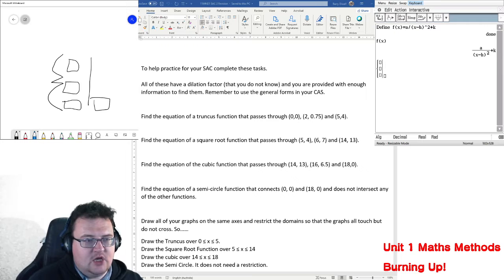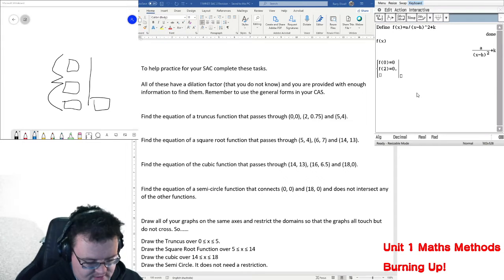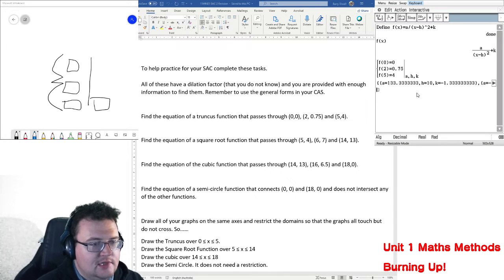And what I'm going to do is put in, using function notation, the values that I already know. So I know that f of 0 is 0. I know that f of 2 is 0.75. And I also know that f of 5 is equal to 4. And then in the box on the outside, I'm going to type a, h, k. I'm going to hit enter. And it's going to give me two possible answers. Now I'm going to convert these into fractions.